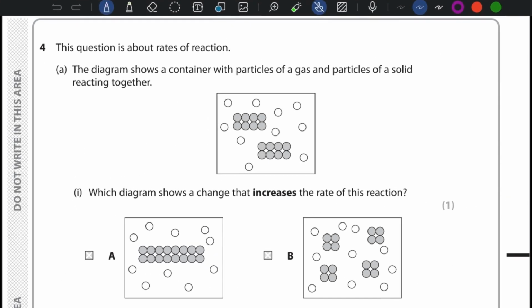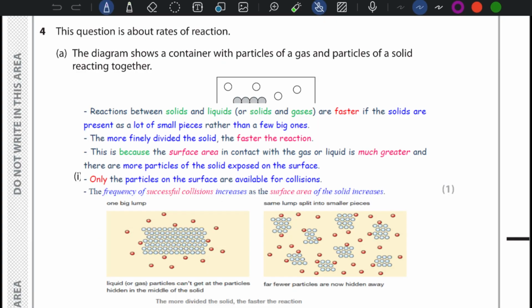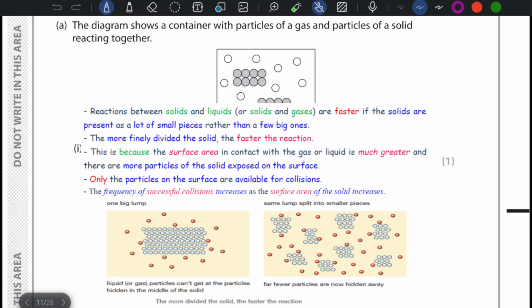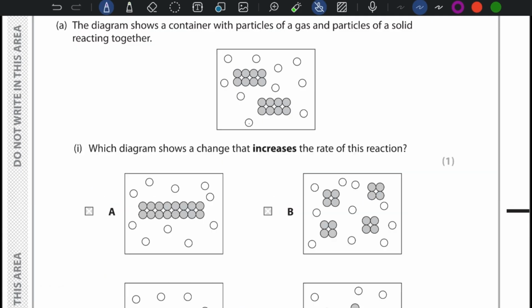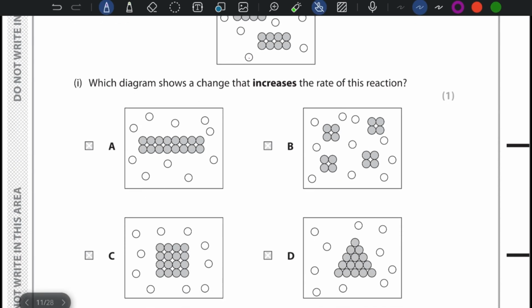Question 4. This question is about rates of reaction. The diagram shows a container with particles of a gas and particles of a solid. As you can see, particles of a gas 1, 2, 3, 4, 5, 6, 7, 8, 9, 10, and particles of a solid just 2. Which diagram shows a change that increases the rate of reaction? If you check the 4 choices, you will find that particles of a solid only changed.